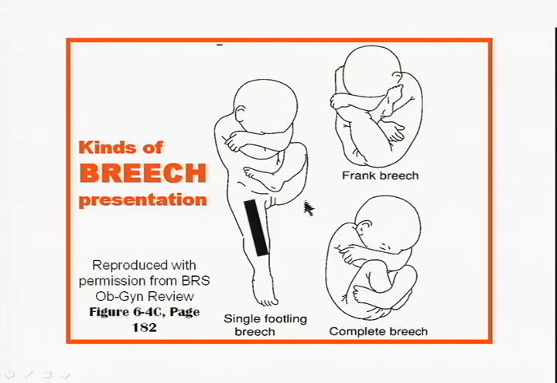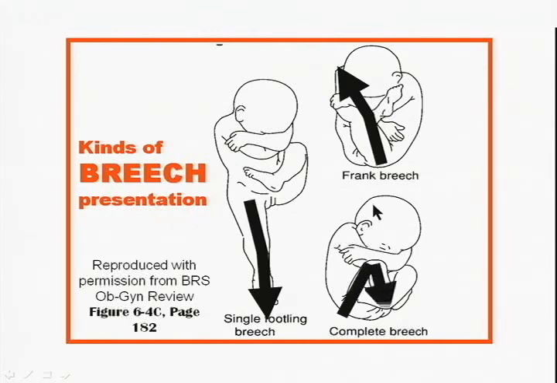The frank breech. The footling has the legs and the thighs extended. The frank breech has the thighs flexed and the knees extended. And the complete breech has both the thighs and the knees flexed. The complete breech is often called an unstable breech, because if it decides to put its feet down, it can become a footling breech. The frank breech is not going to change, and this is why it would be a possibility, although uncommon today, for a vaginal delivery.